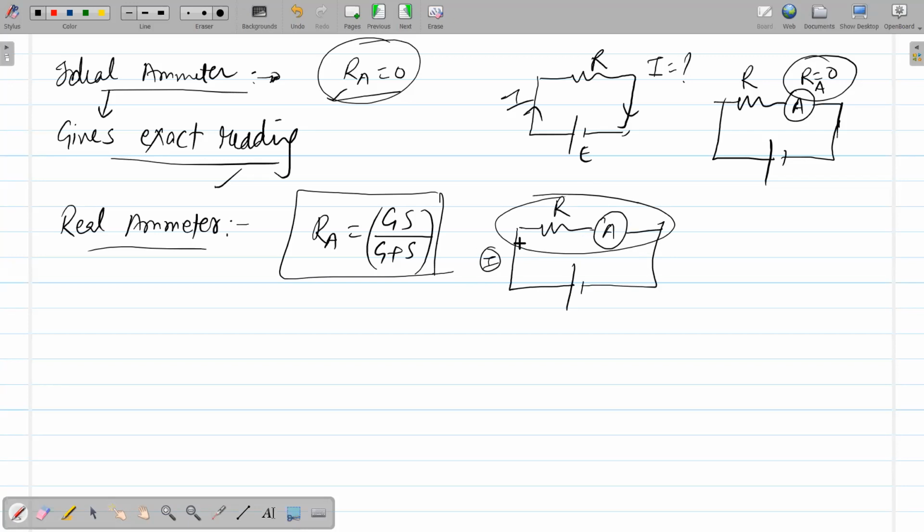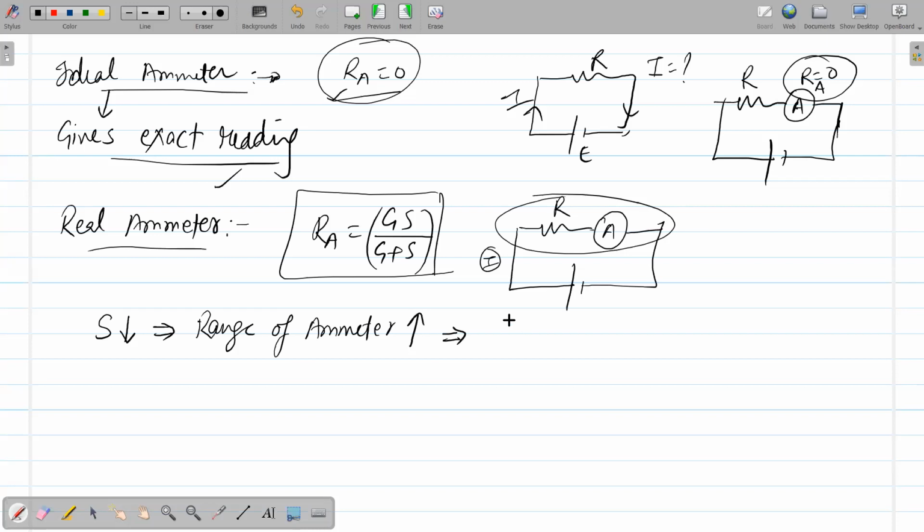Clear, students? So this is the situation with the real ammeter. Now let me tell you something about the real ammeter: if you decrease the shunt value, then obviously two things will be obtained. One thing is that the range of the ammeter will increase, right everyone?